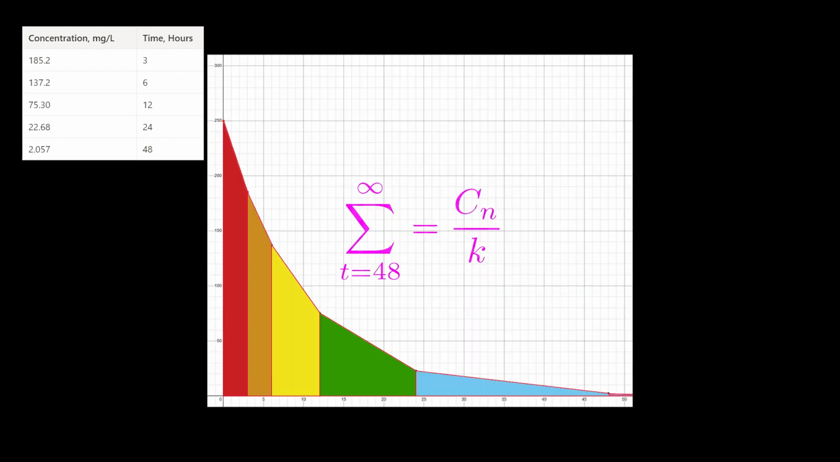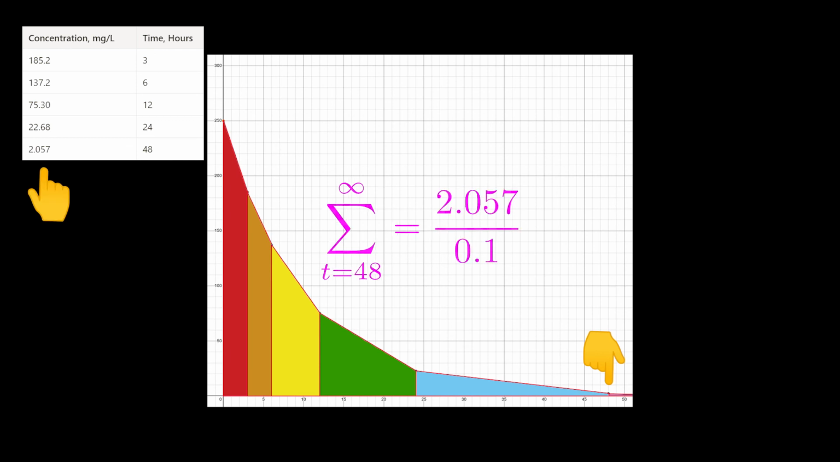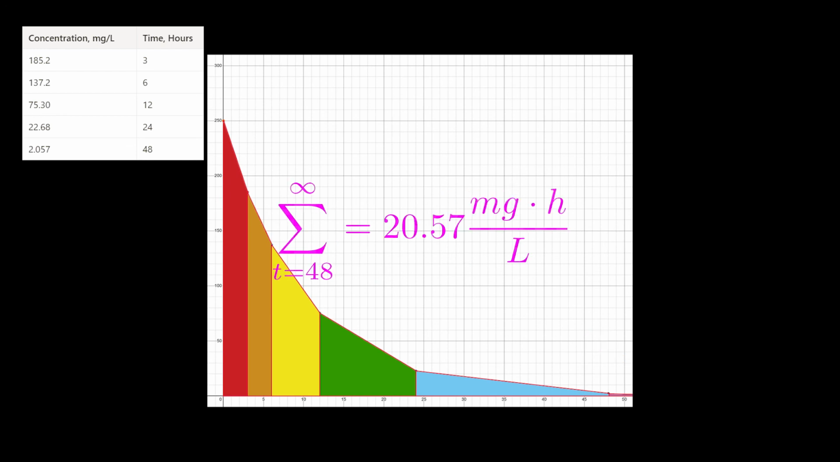The equation also needs Cn, which is our last measured concentration. We can just plug in our numbers, and we get a tail area of 20.57 milligram hours per liter.